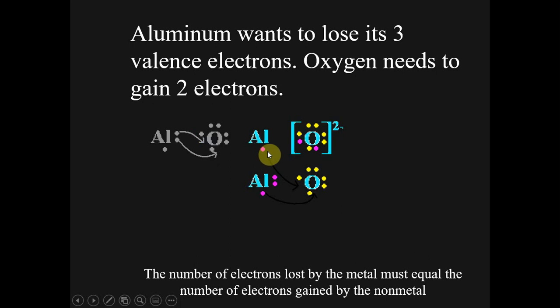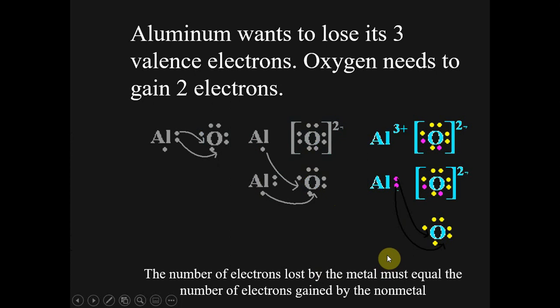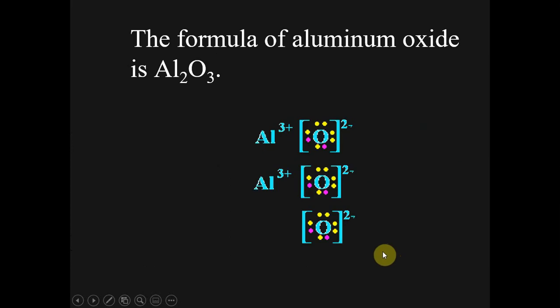So it goes to another oxygen, which grabs 1 electron from another aluminum. That other aluminum now has 2 extra electrons, which need to go somewhere. They go to another oxygen. And so now you can see that once this is all done, we have 2 aluminums and 3 oxygens, and the overall charge turns out to be 0.